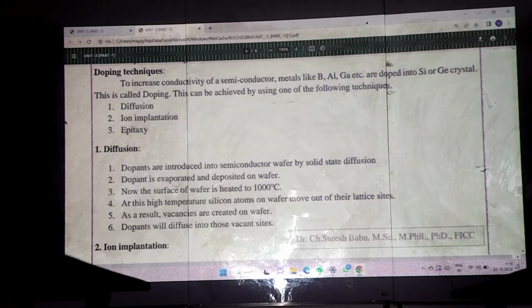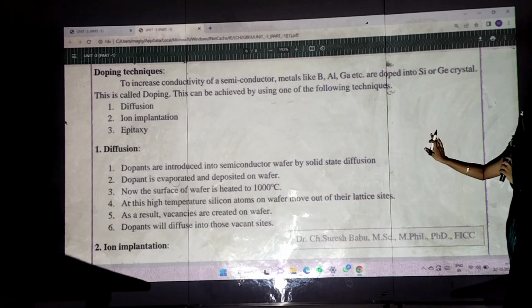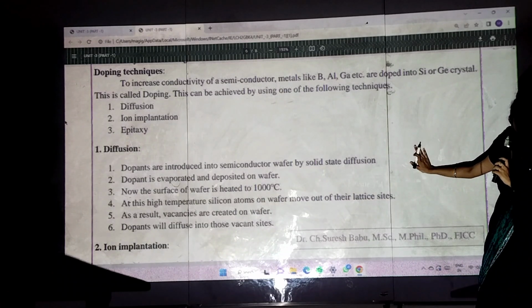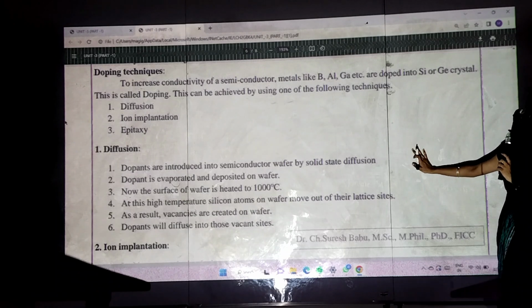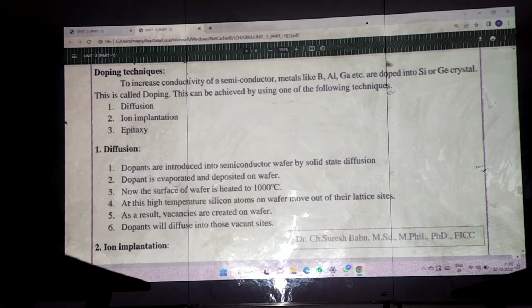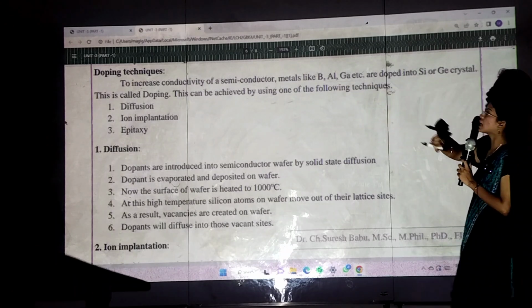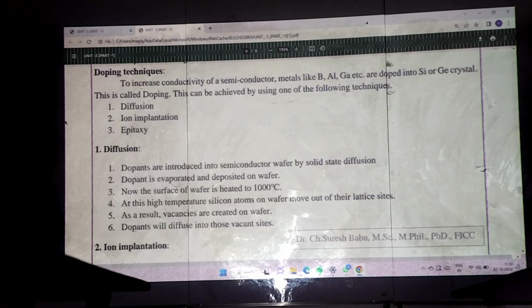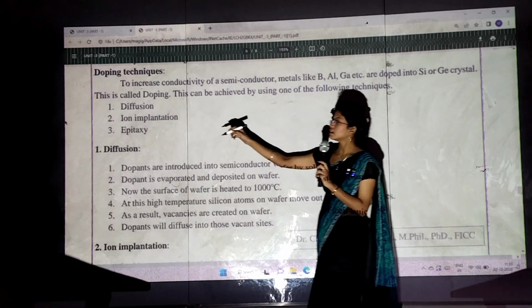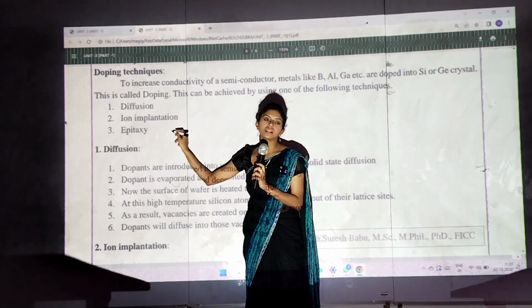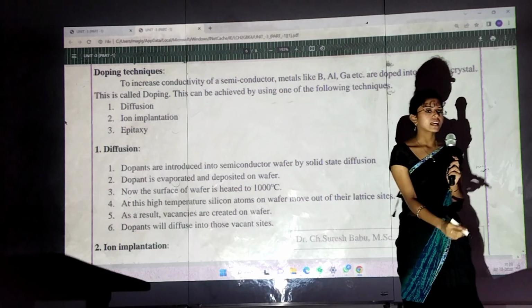Doping techniques. I have already explained this, so check the notes. To increase the conductivity of a semiconductor, I am going to dope metals like boron, aluminium, gallium, etc. into semiconductors, that is, silicon or germanium. This is called doping. You can do the doping in three different ways: diffusion, ion implantation and epitaxy.